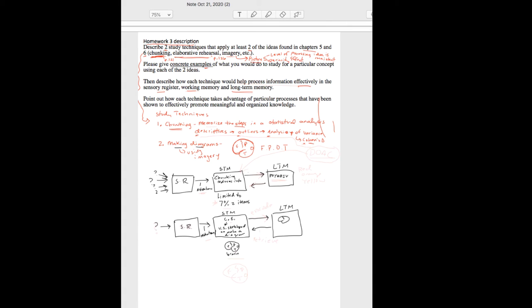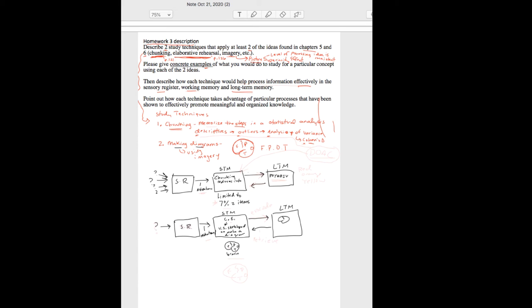So chunking, collaborative rehearsal, and imagery. And here are the page numbers for those: 121 for chunking, 126 for collaborative rehearsal. Imagery uses any kind of mental imagery, or just looking at a picture of something even.